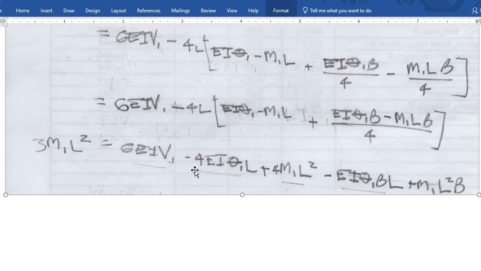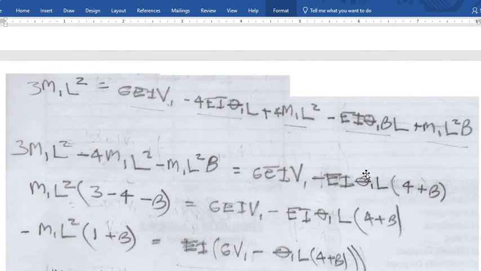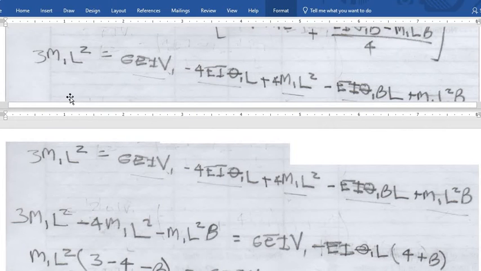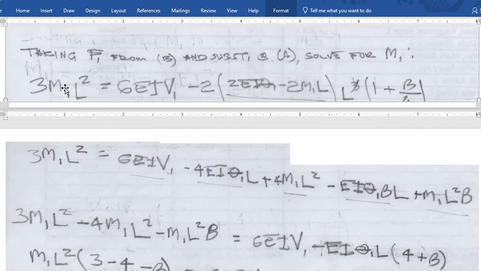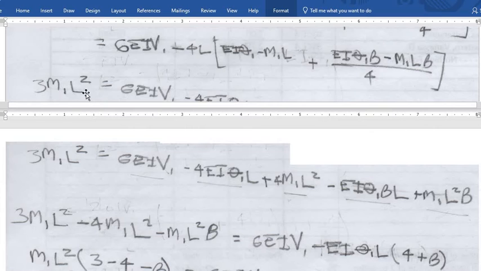So here it is: minus 4 ei theta 1l plus 4 m1l squared. Plus, the 4 and the 4 will cancel. And then, ei theta 1b times l, because you have an l there, minus m1 l squared b. But take note that this is negative and then negative, so it became positive here. Again, this is 3m1l squared. So, I'll just put it back there.